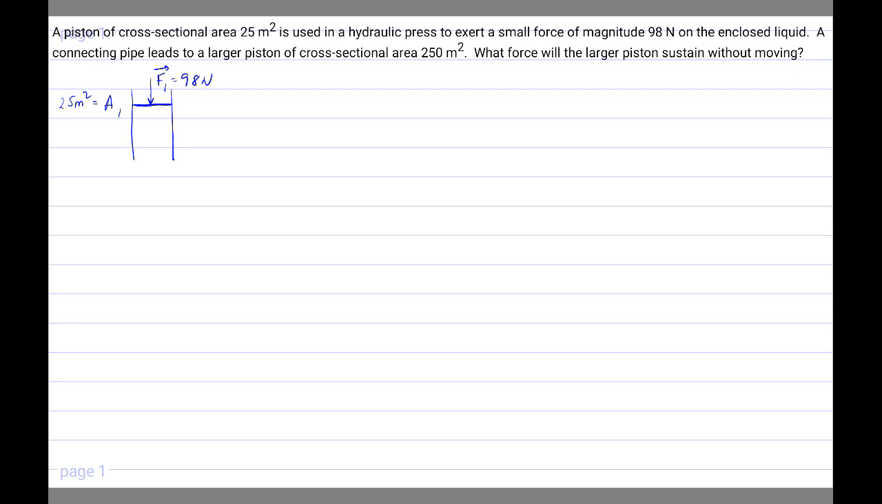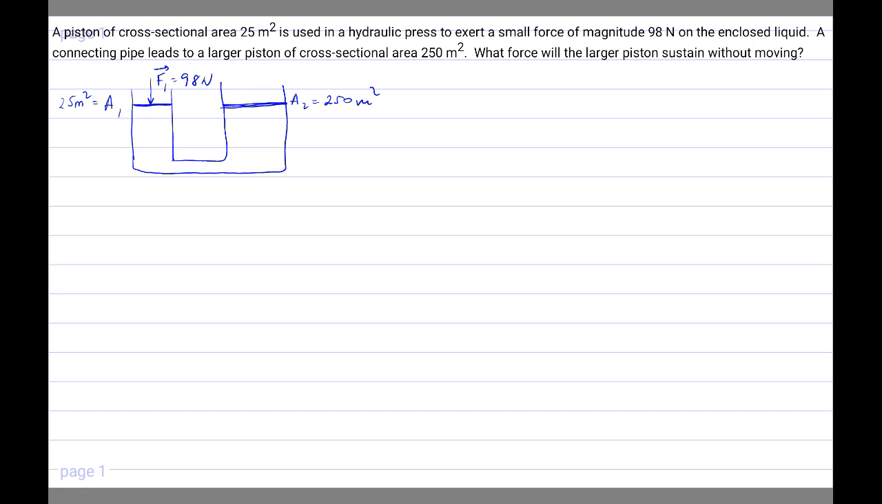Alright, a connecting pipe leads to a larger piston, so let's connect this to a larger piston. And the piston has a cross-sectional area A2, which is 250 square meters. What force will the larger piston sustain without moving?